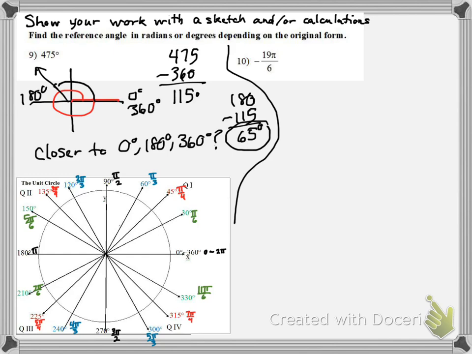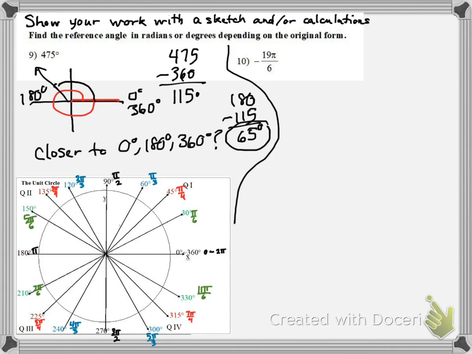Let's look at the next one. Oh, before I go to the next one, some of you were writing down reference angles on the last quiz as being something over 90 degrees. It's never over 90 degrees. And even if it's down below the line, it's never negative. You always give a positive answer, and it's always going to be between 0 and 90.